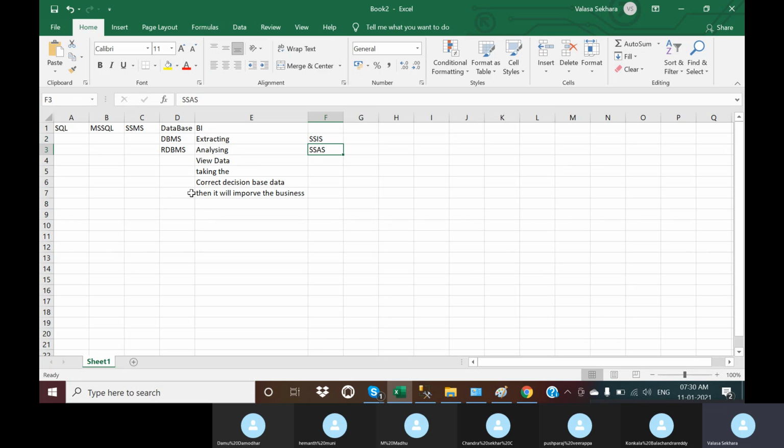Okay, viewing the data. Why do we need to view the data? For the viewing purpose, the client is going to view the data. Who is the client here now? The country, the board of directors.